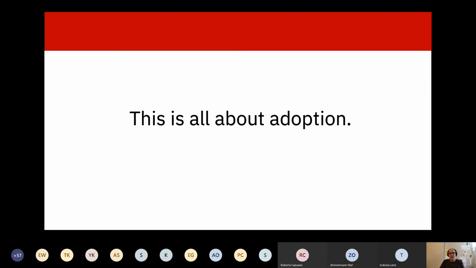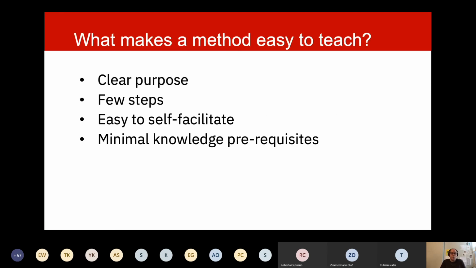What I've noticed about these four in particular that I think makes them easy to teach and ripe for adoption: each of these methods has a clear purpose. They might have a single goal or a single outcome that they're trying to encourage. There are very few steps involved in teaching them. With an ADR, you fill in a template.